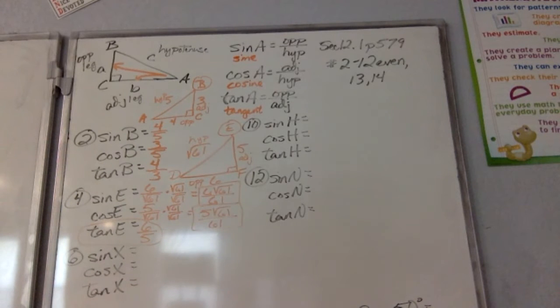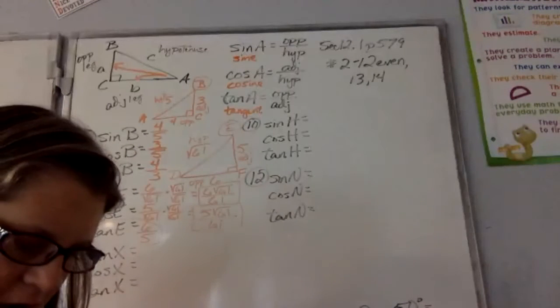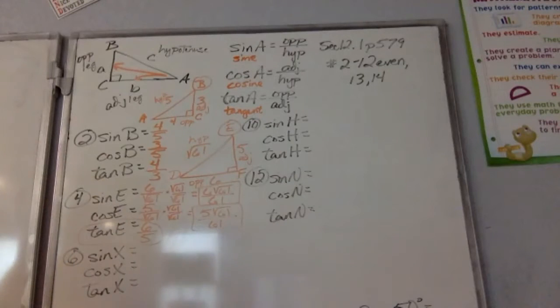Now, next one. For number 6, our triangle is pointed the opposite direction. So I'm going to put it over here. I'll move the camera over in a second. It has 4, oops, this is Y, this is Z, this is X. And we have 2 square root of 13. All right, that's number 6.